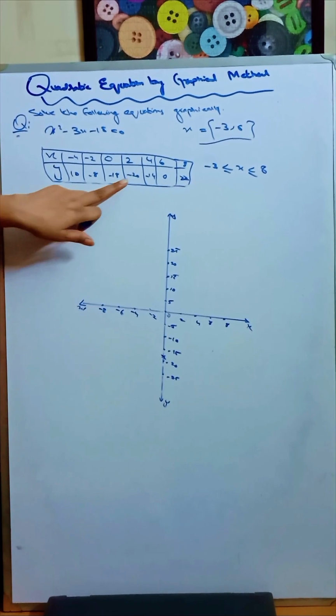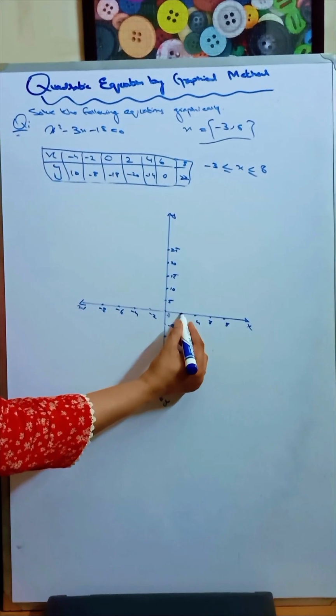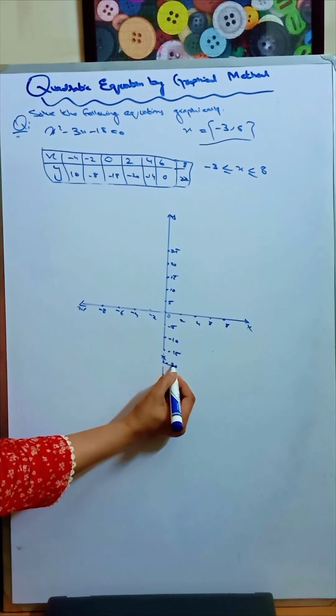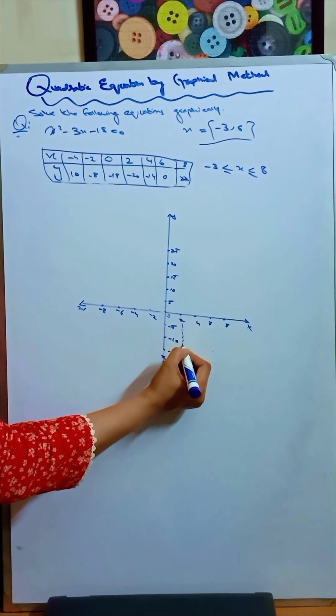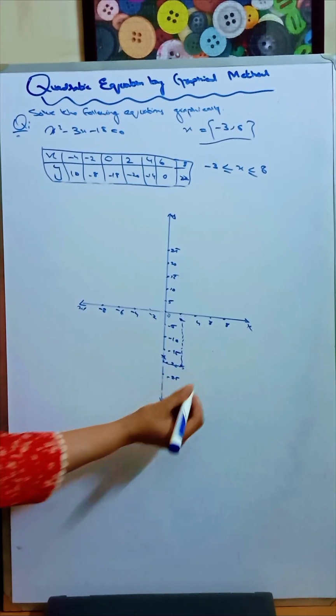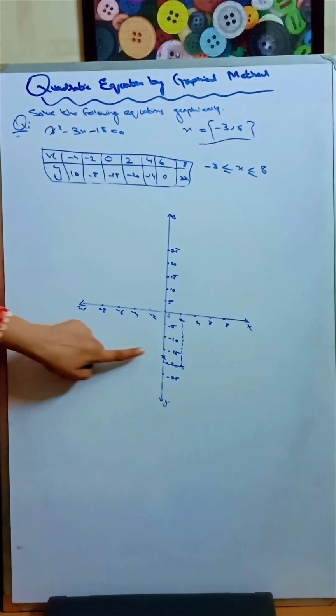Next, x is 2, y is minus 20. So it must be here like that. I am just representing it by dotted lines. This is the cross point where two lines meet. So if x is 2, y is minus 20.